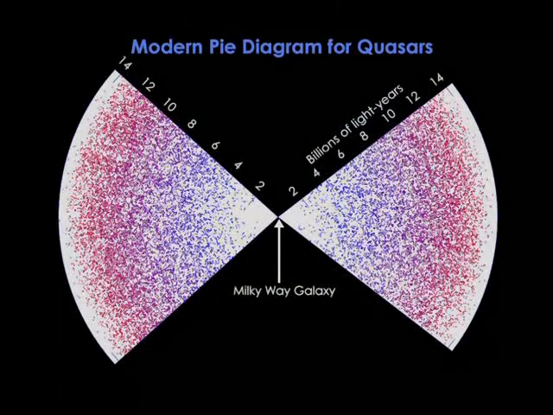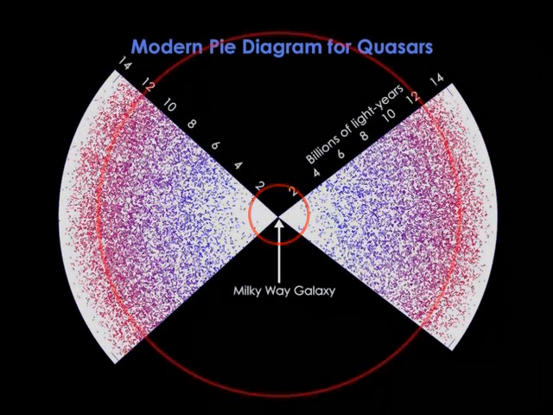Here, for example, is another pie chart. Now, this one spans almost the entire visible universe. The edge is almost 14 billion light years away, almost 14 billion years ago. The dots, in this case, are objects similar to radio galaxies called quasars, and you can see how rare they are nearby today compared to far away long ago.